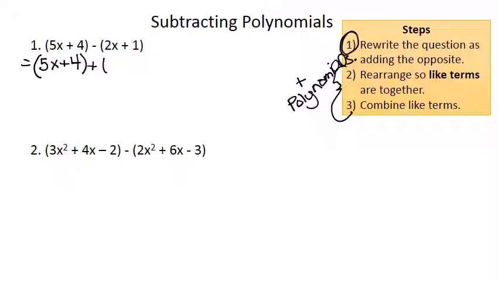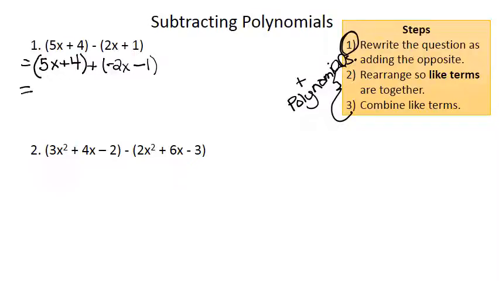What's the opposite of 2x? The opposite of 2x is negative 2x. And then you think, okay, well, what's the opposite of 1? Positive 1. The opposite of positive 1 is negative 1. So we have 5x plus 4 plus negative 2x minus 1.